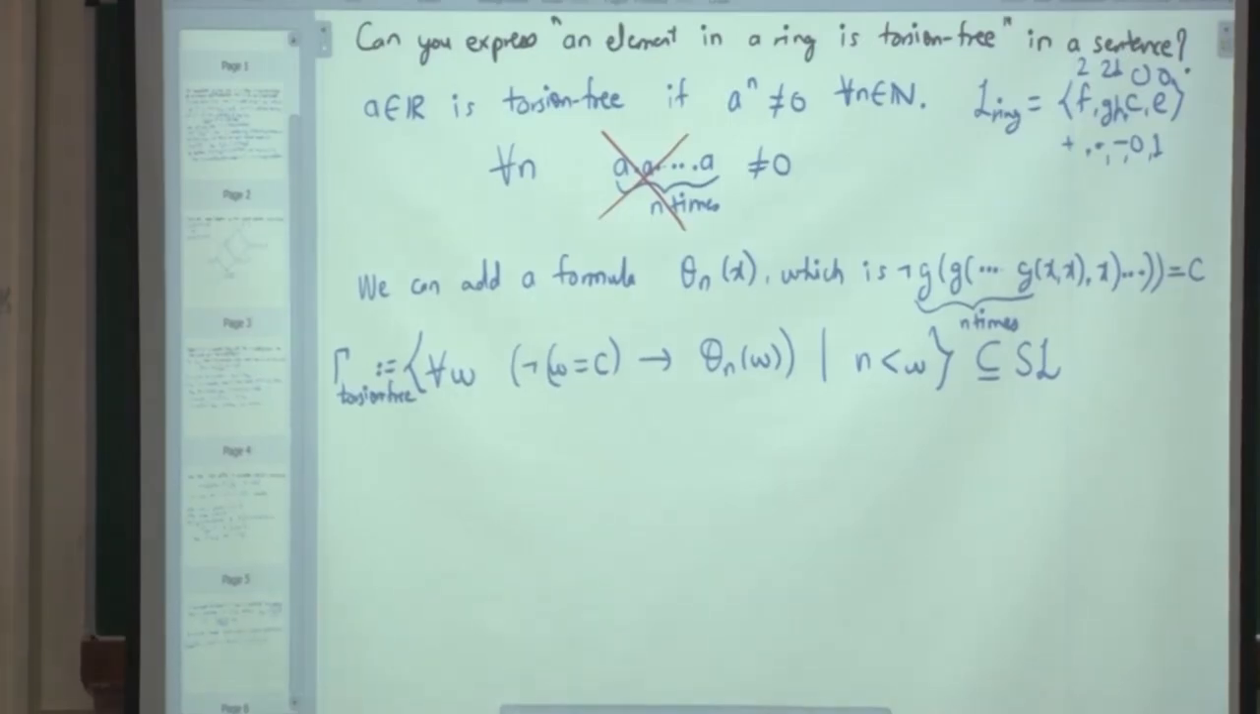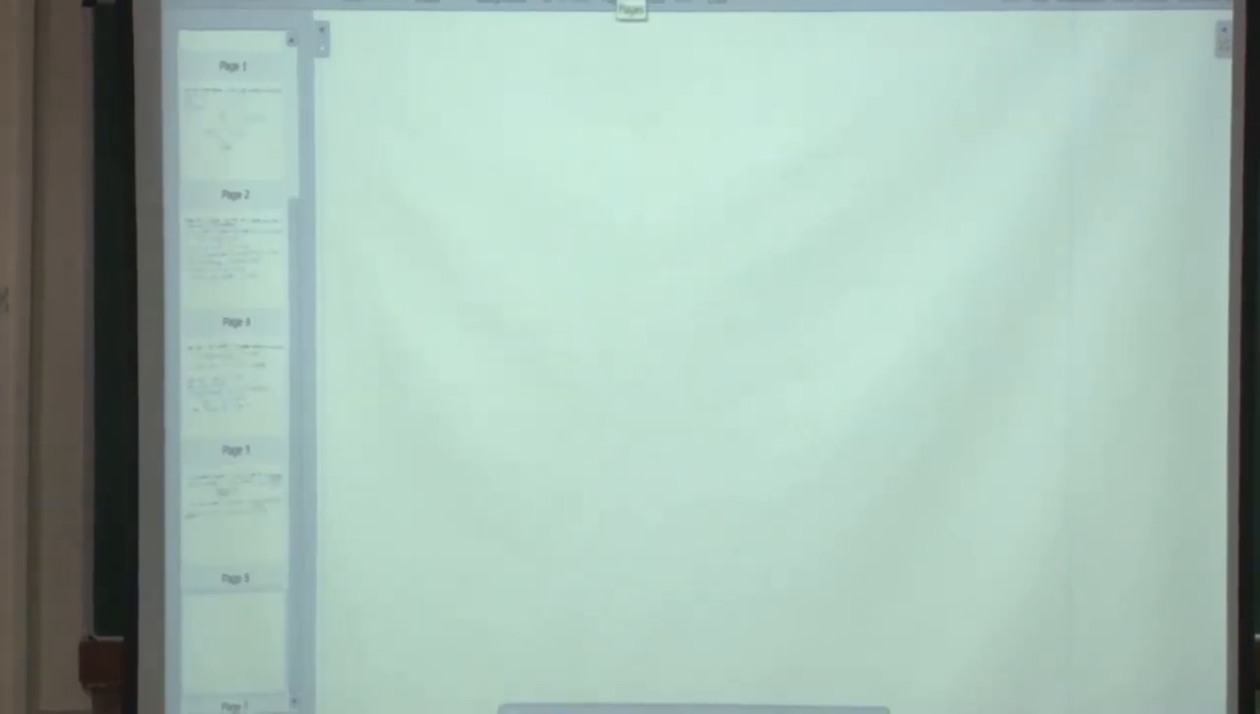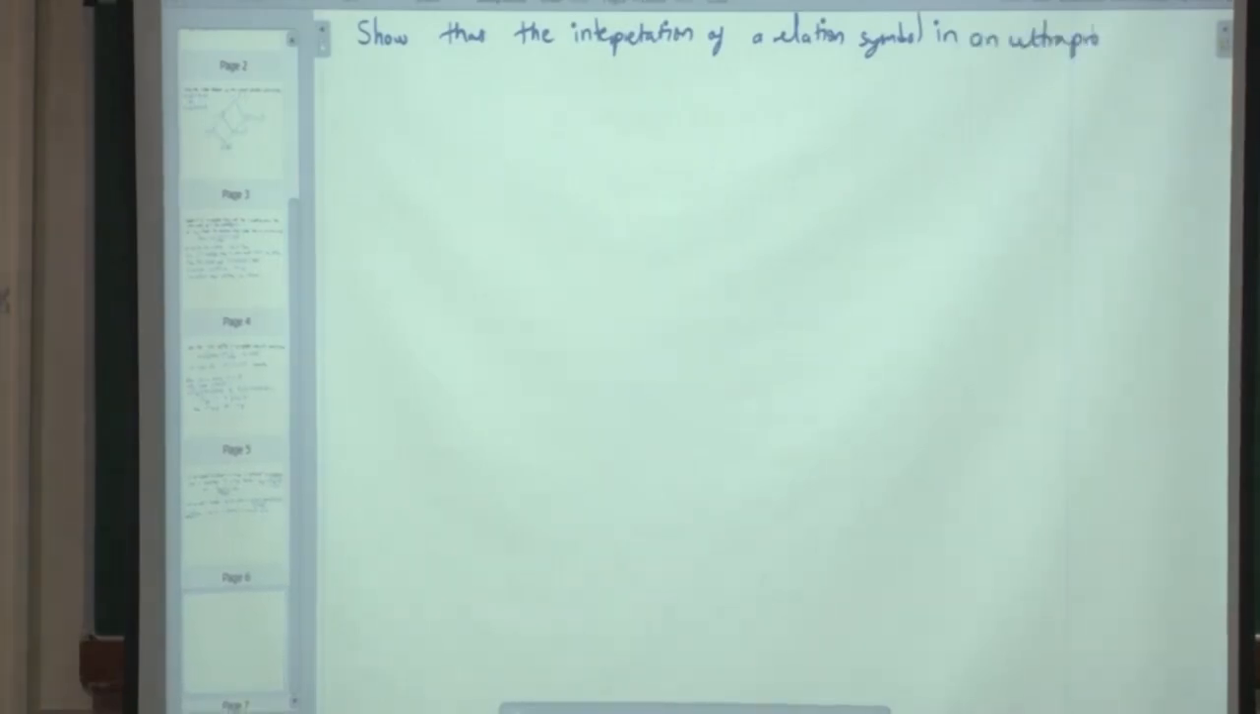Maybe let us spend some time talking about 8, because perhaps that is the most difficult thing out of this. So perhaps we are talking about: show that the interpretation of a relation symbol in an ultra product is well defined. Okay, how did we define this? I'm not doing the function symbol part, I'm just doing the relation symbol part. How did we define this relation symbol?